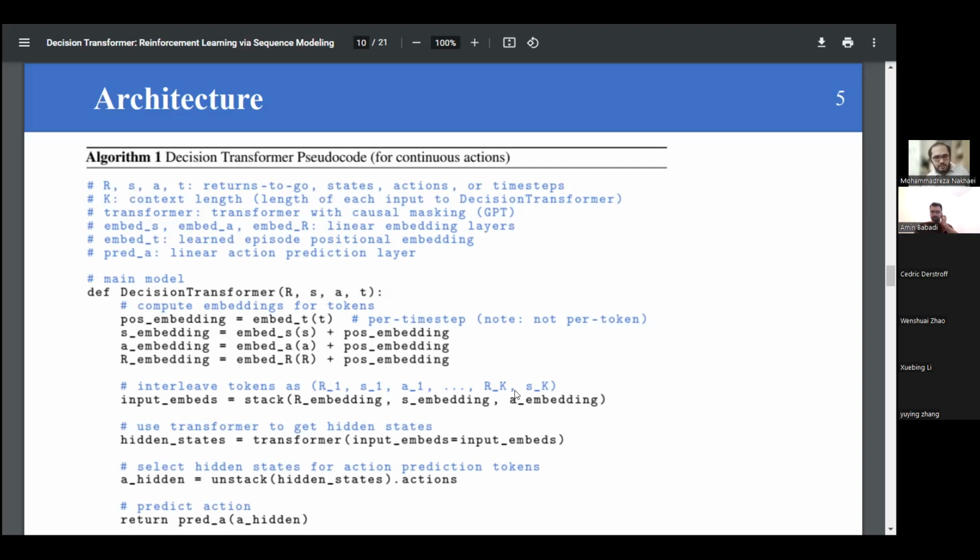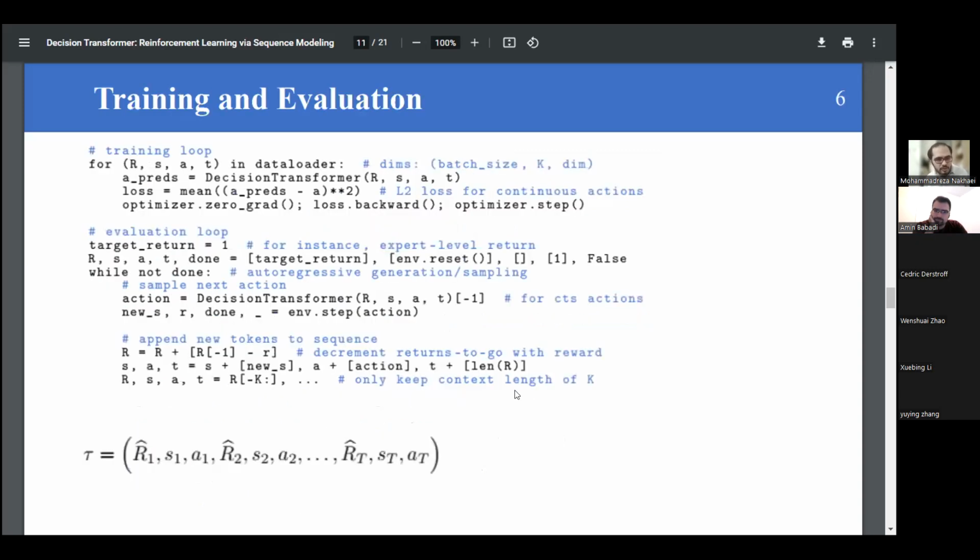So to review briefly, the transformer takes the returns to go, states and actions up to this time step as input and outputs the next actions, actually a sequence of actions. Here comes the training loop into the datasets. It's really simple. The action is predicted based on the sequence of returns to go, states and actions, and it is compared to the actions in the datasets, and simple supervised learning is used.